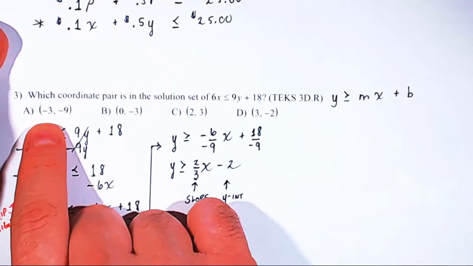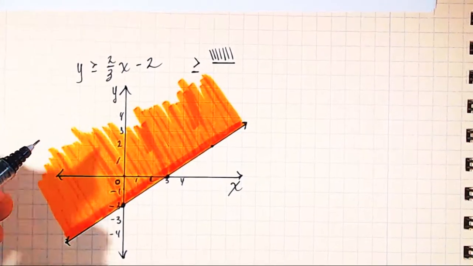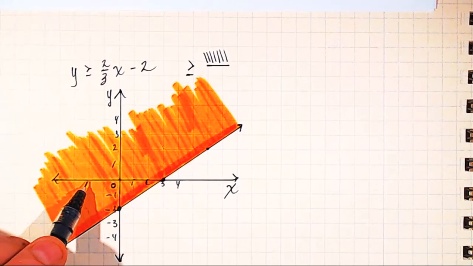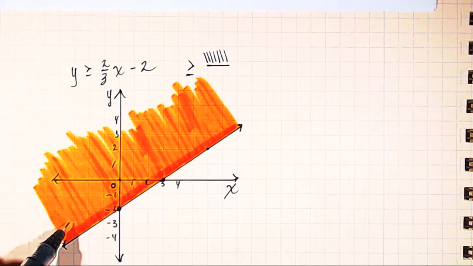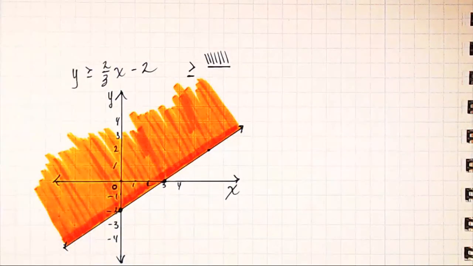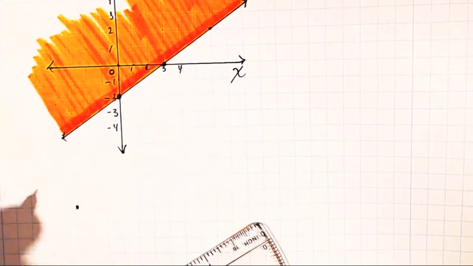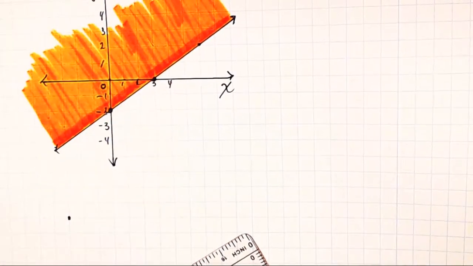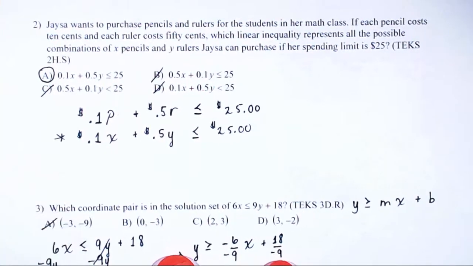So the first point is -3, -9. All right, so let's check that out. Here's -1, -2, -3 on the x-axis, and now let's go down to -9. -1, -2, -3, -4, -5, -6, -7, -8, -9. Now I'm actually off the camera. Let me just show you where that point is. Point's way down here. So it's clearly below the graph. Okay, it's below the shaded region. So that answer choice A cannot be correct.